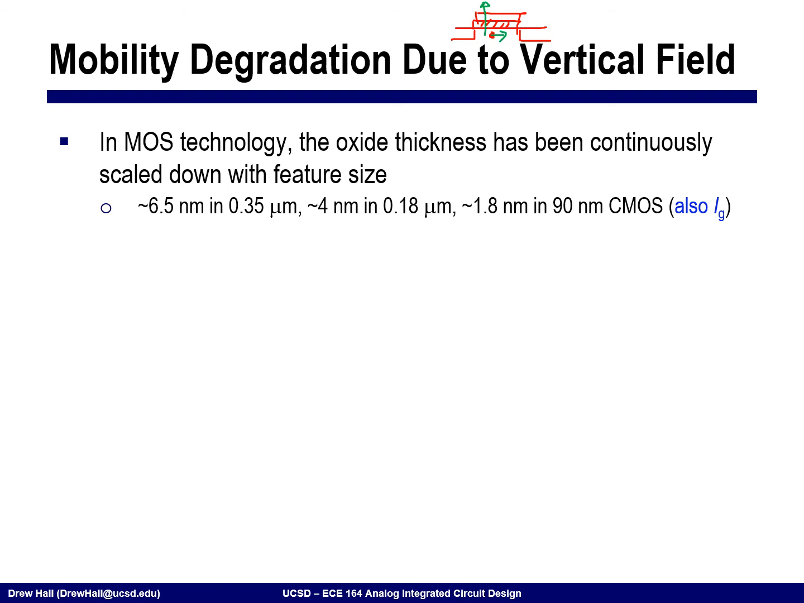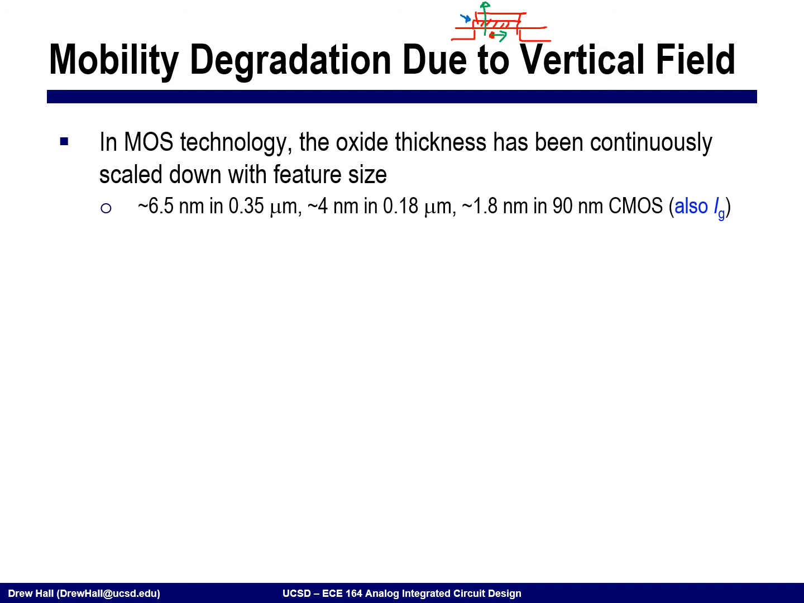It's been getting worse in part because we've been making this oxide thinner. Okay? We've been making this oxide thinner with various technology nodes in order to have better control over the charge that's in this channel. And to give you numbers of how this has changed, in 0.35 micron, the oxide was about 6.5 nanometer thickness. In 0.18, it decreased to 4 nanometers, and then it went to 1.8 nanometers in 90 nanometer CMOS.